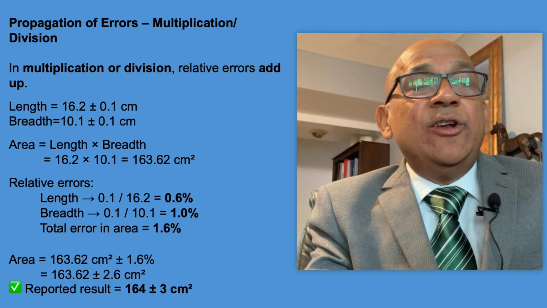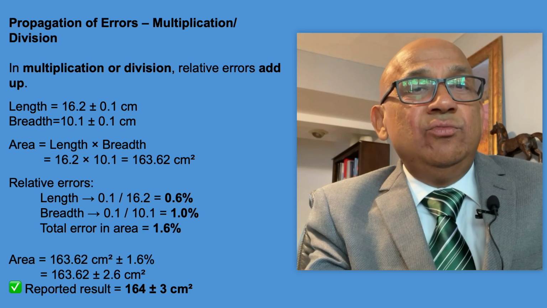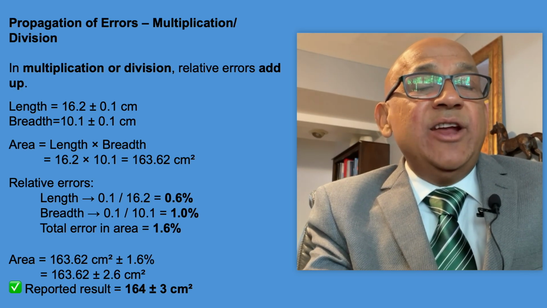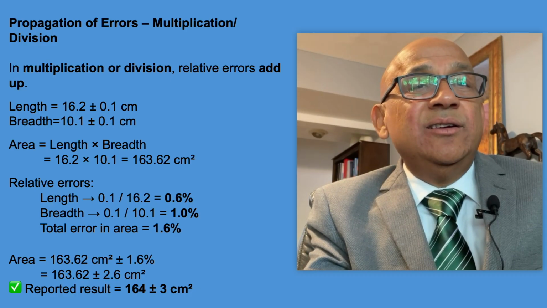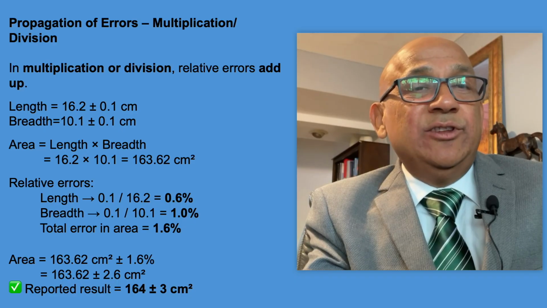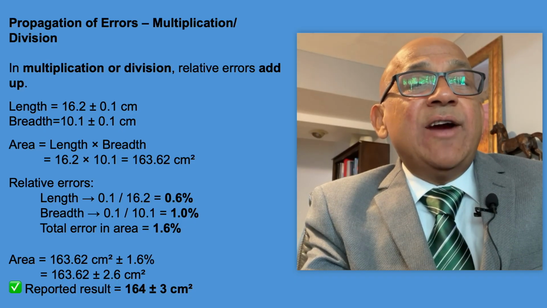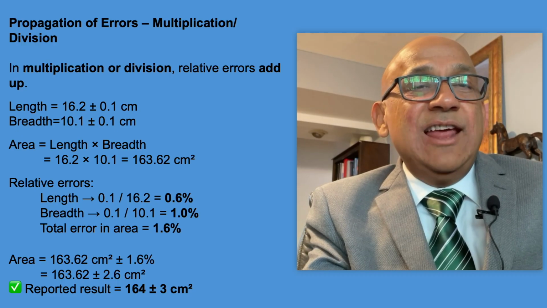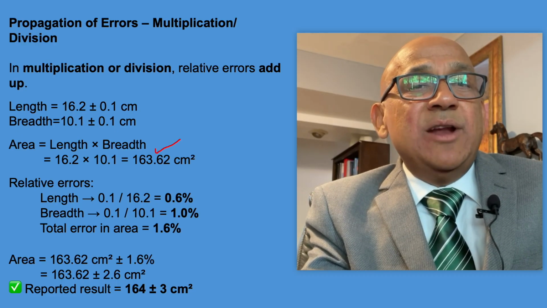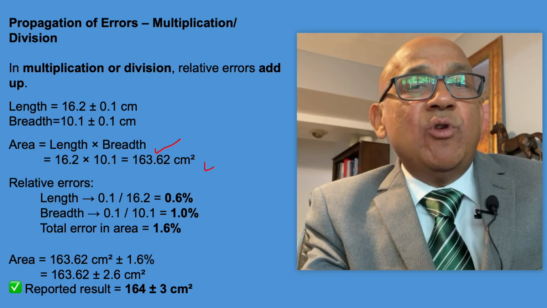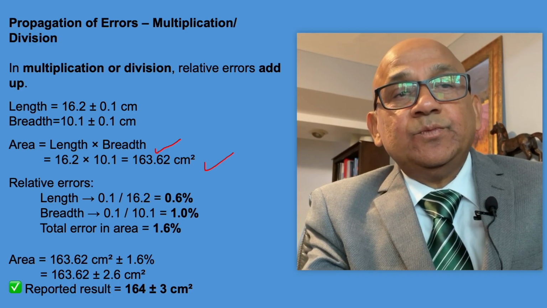Let us say the length of an object is 16.2 centimeter with an uncertainty of 0.1 centimeter, and the breadth is 10.1 centimeter, again with an absolute error of 0.1 centimeter. Now if I find the area with this length and breadth, you simply multiply length and breadth and you come up to 163.62 centimeter square.